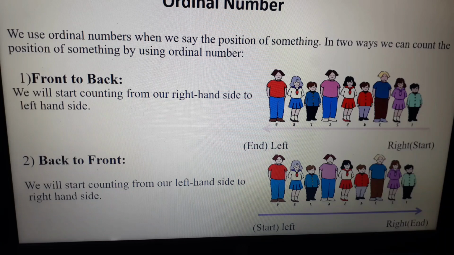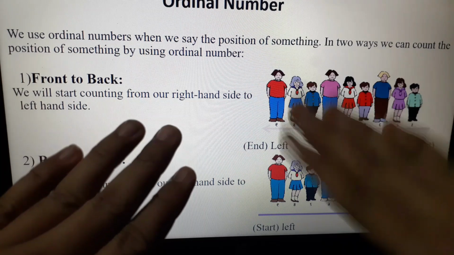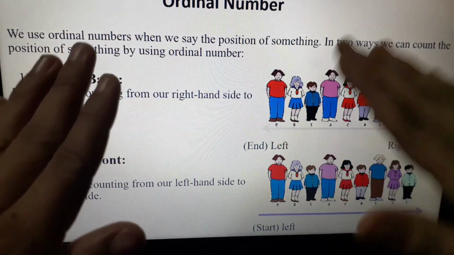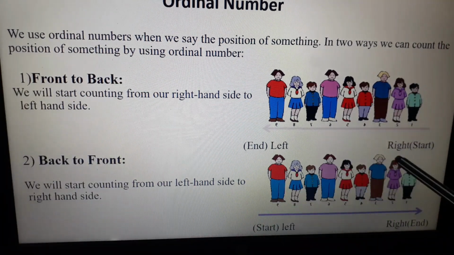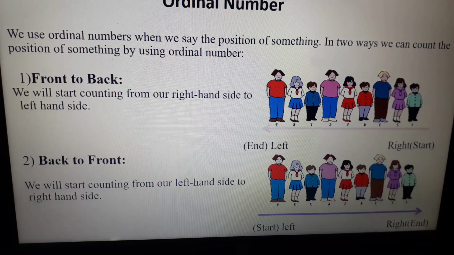The first way to know the position of something or someone by using ordinal numbers is front to back. For this you have to start counting from your right hand. Yes, this hand. Right hand side to left hand side. Okay, let's start counting. Here some boys and girls are standing. For example, take some of these boys and girls.